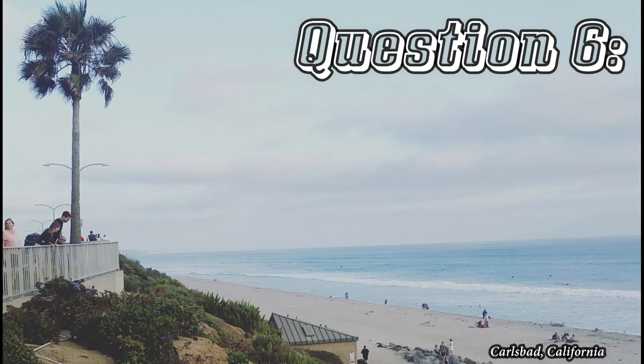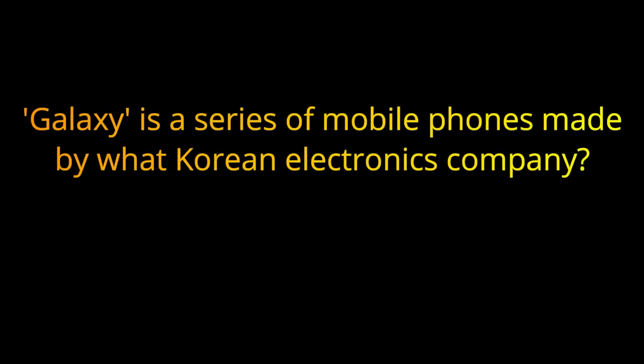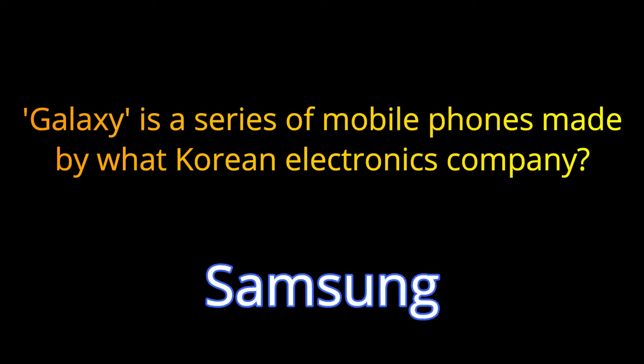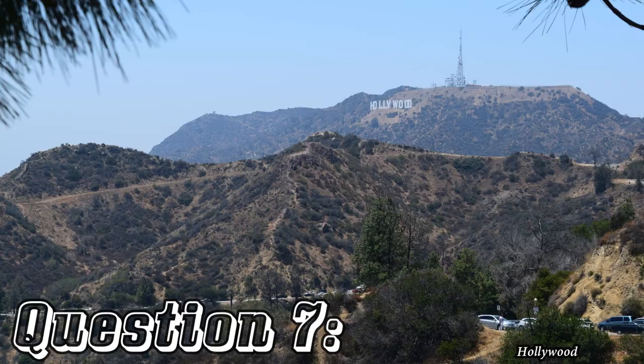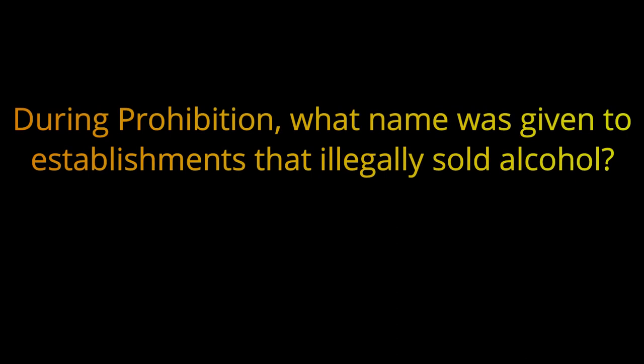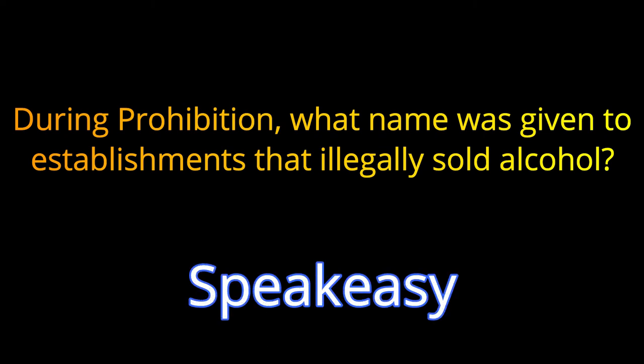Question number 6. Galaxy is a series of mobile phones made by what Korean electronics company? The answer is Samsung. Question number 7. During Prohibition, what name was given to the establishments that illegally sold alcohol? The answer is a speakeasy.